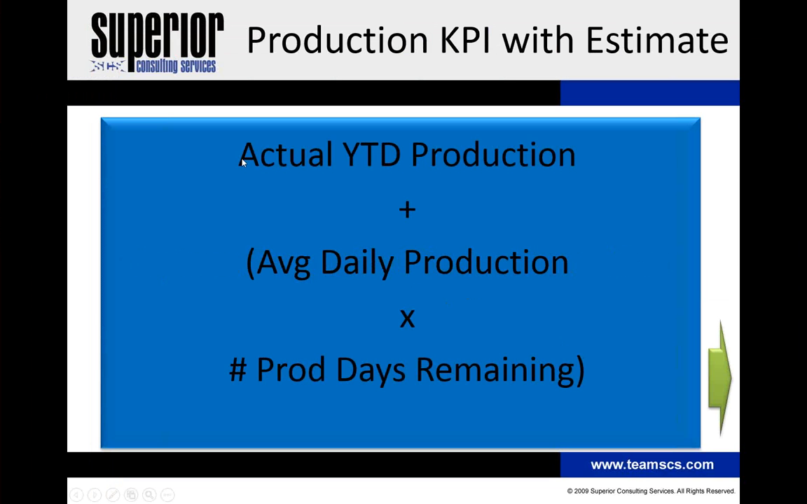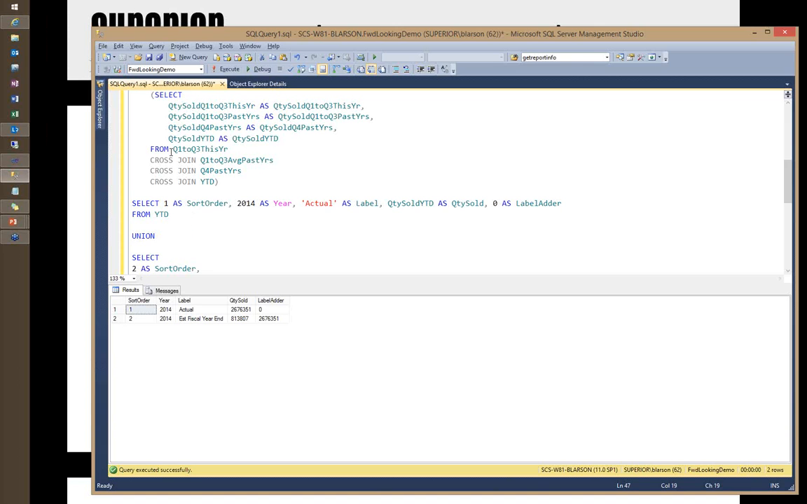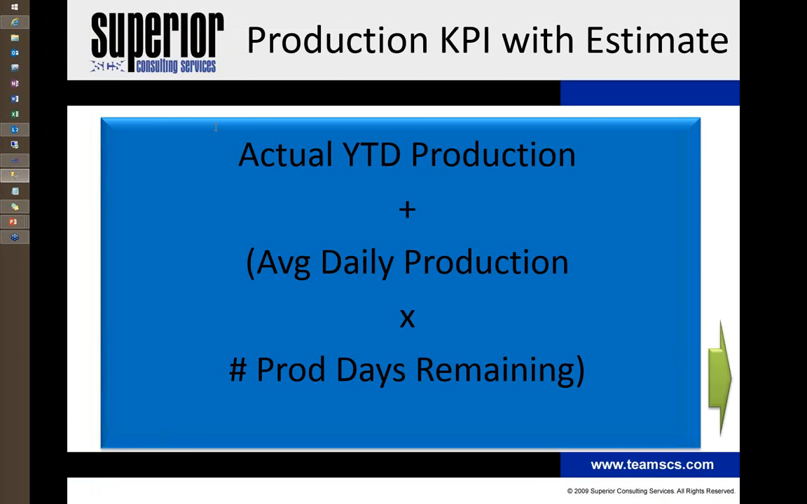So now what we're going to do is look at our actual production year to date, and we're going to add to it the average daily production that we've seen through the first 9 months of the year and multiply it by the number of production days that remain in the rest of the year. So let's see what that looks like. Actually, we'll go over to our report here.